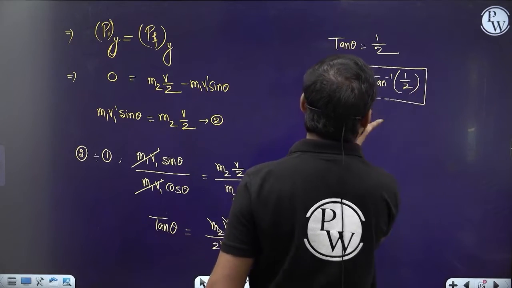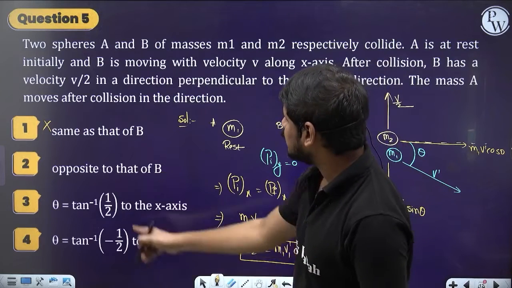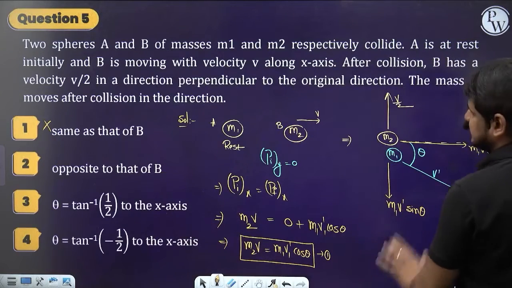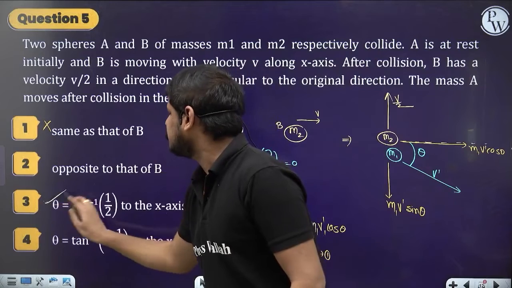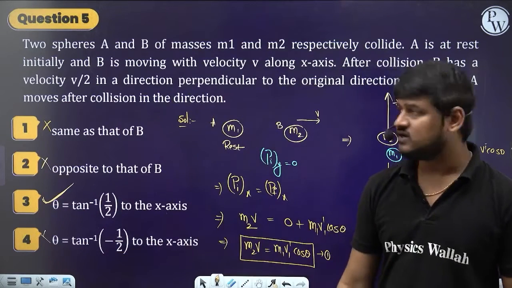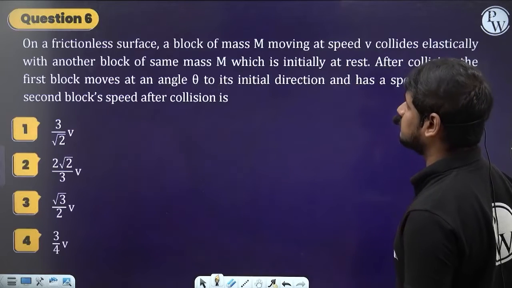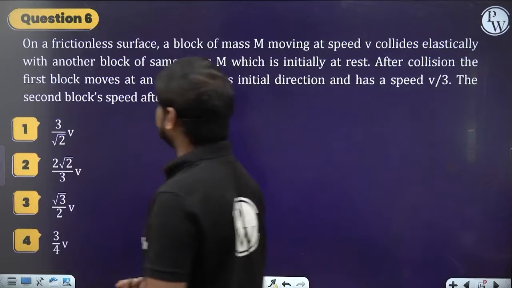So what's the answer? You can write theta is equal to tan inverse of 1 by 2 with the x-axis. Option 3 is the correct one. Clear guys? Understood? Okay, so let's move further. Let's take one more question.